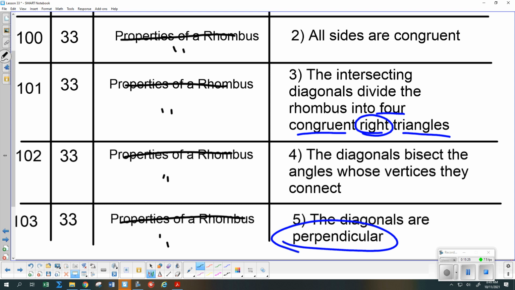So any questions with those properties before we move on to a square, our final special parallelogram?